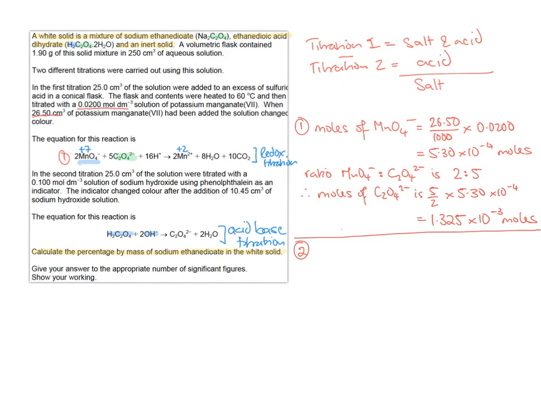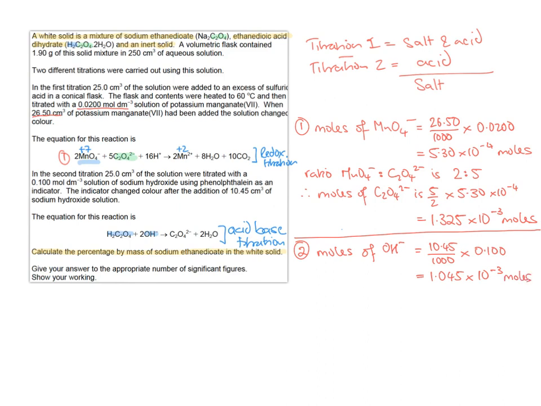which is the acid-base titration, and we're given information about the hydroxide ions, so we can work out the moles of OH minus ions. Again, we're given a volume, 10.45 centimeters cubed, but we have to turn it into decimeters cubed, multiply that by the concentration, and that gives us a number of moles of 1.045 times 10 to the minus 3 moles.